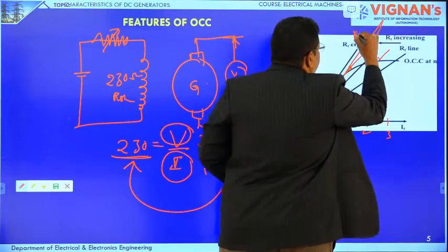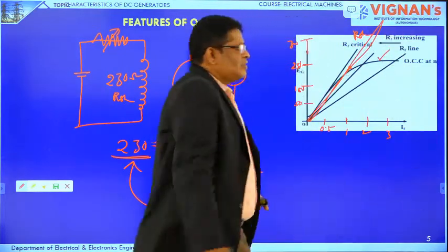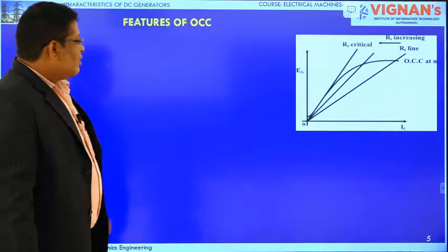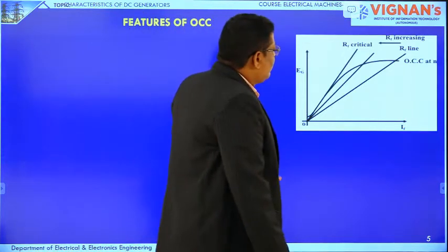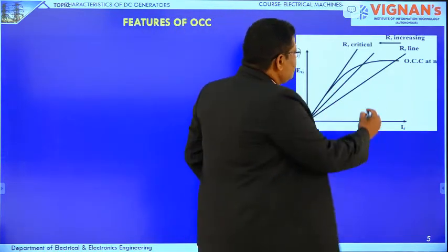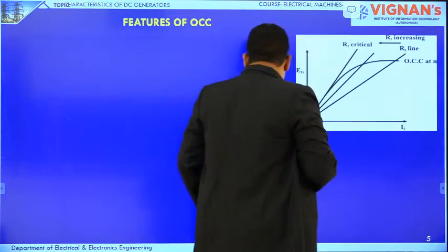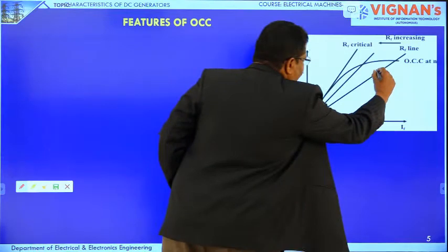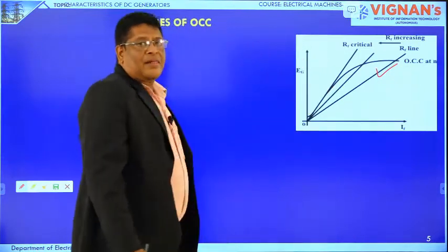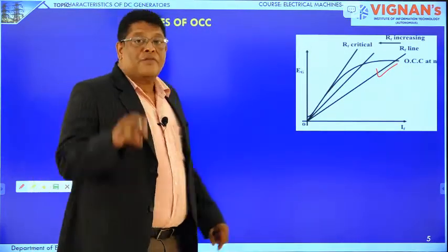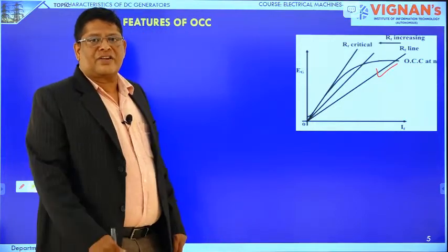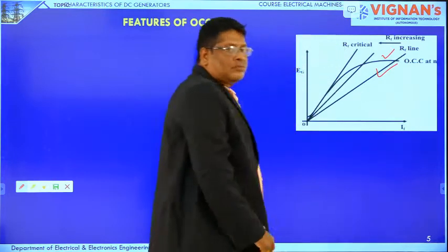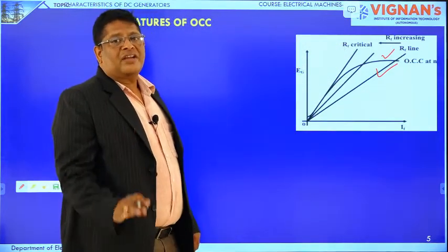This line is nothing but a resistance line. In this manner, we have drawn the resistance line of a generator in this graph. This is nothing but the resistance line of a generator. Which resistance here? The field resistance of a generator. And this is the OCC of a generator, the open circuit characteristics of a generator.